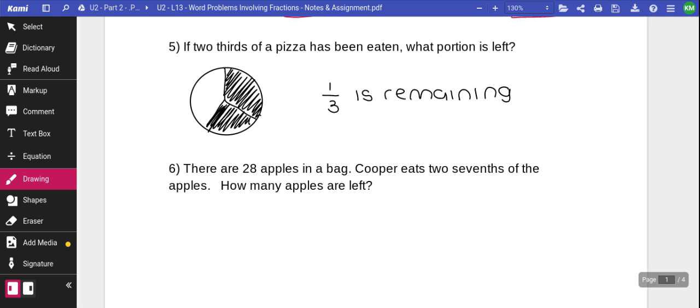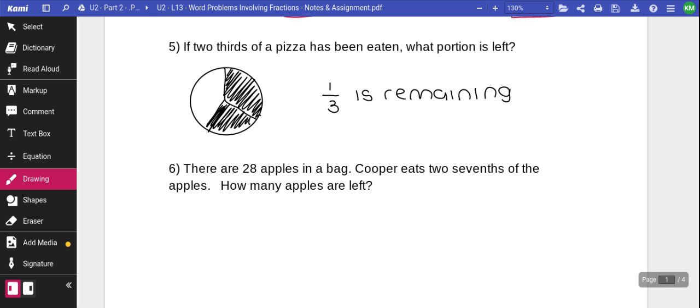Just because you guys are smart cookies, what if I said I ate 5/8 of the pizza? How much is left? 3/8. If I ate 11/12 of the pizza, Sydney? Good. So you're just basically figuring out what makes the numerator equal to the denominator.